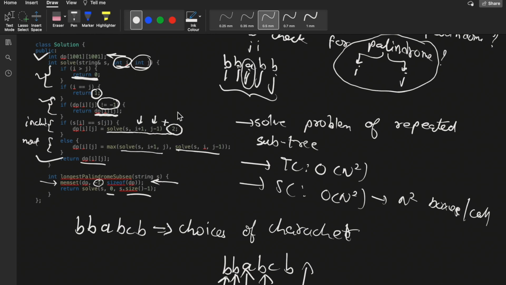And in this solve function, our space complexity would also include the recursive stack, due to the recursion we are using. So yeah, guys, that's for the complexity part.